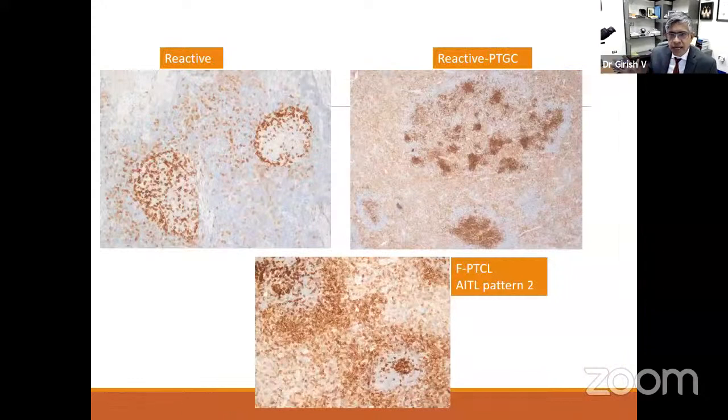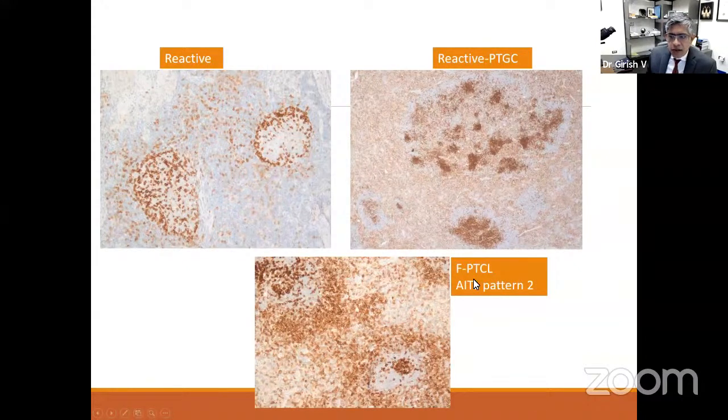And this is your classic PD1 patterns in reactive hyperplasia, where the follicular helper T cells inside reactive follicles are positive. This is a PTGC pattern where all the PD1 positive cells are increased inside the disrupted follicles. This is the reactive follicle here. This is the PTGC follicle.